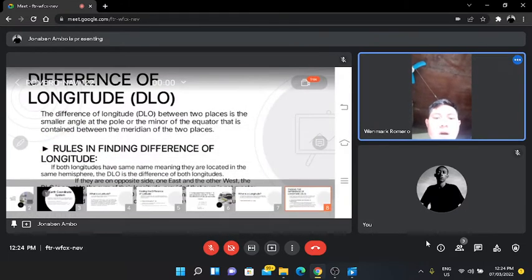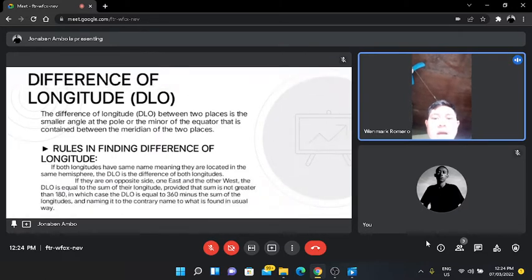If they are on opposite sides, one east and the other west, the DLong is equal to the sum of their longitudes, provided that the sum is not greater than 180. In which case, the DLO is equal to 360 minus the sum of the longitudes, and naming it the contrary name to what is found in the usual way.